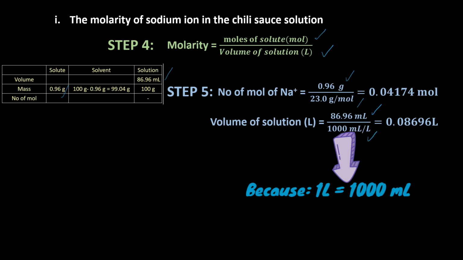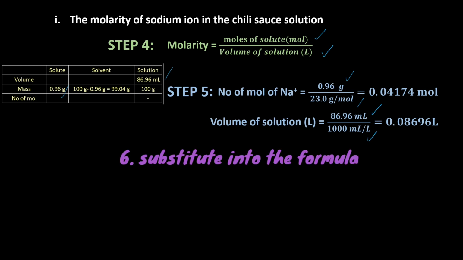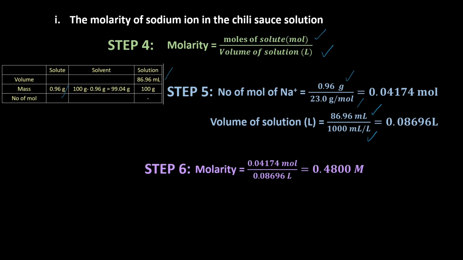solution in liter. Step number 6 is to substitute what we have converted in step number 5 into the formula to get the final answer. So we just need to substitute the moles of solute into the molarity formula and also the volume of solution in liter into the molarity formula to get the final answer, 0.48 molar sodium ion in the chili sauce solution.